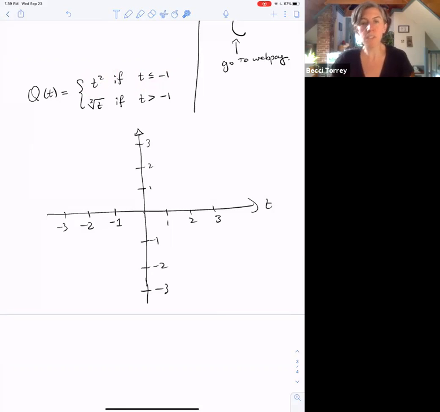So the first thing I like to do is plug in the endpoints. So when t equals -1, I can plug it in. -1 squared is +1. So I know that at -1, the y value is going to be +1. And I'm going to draw a dot there, okay? We're going to have some open circles too, so watch out for those.